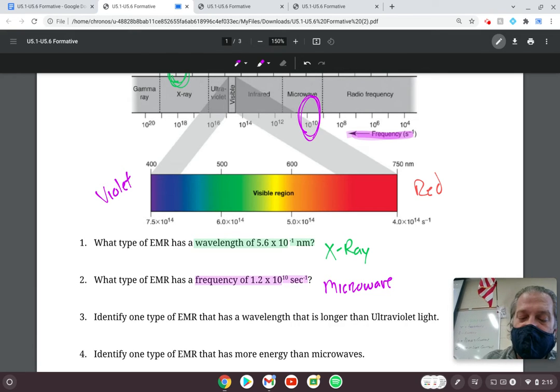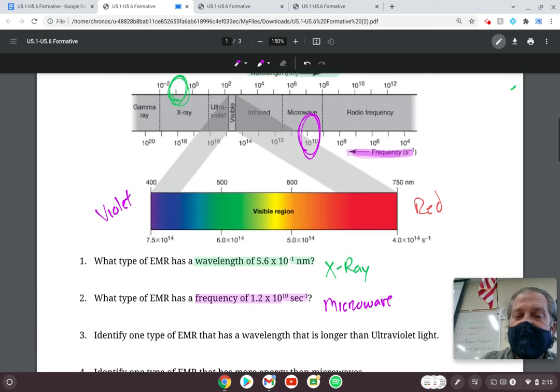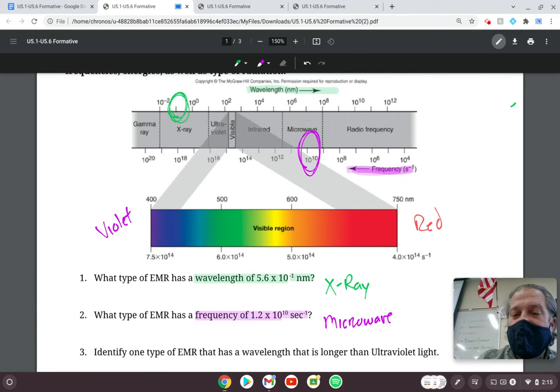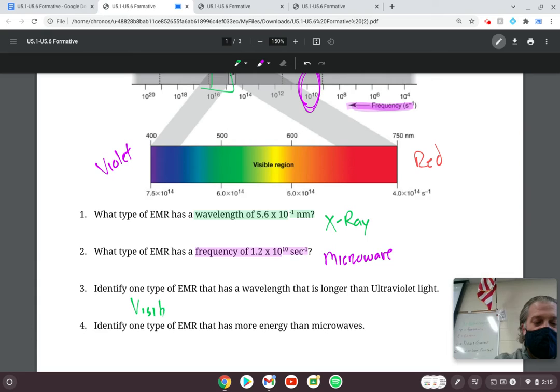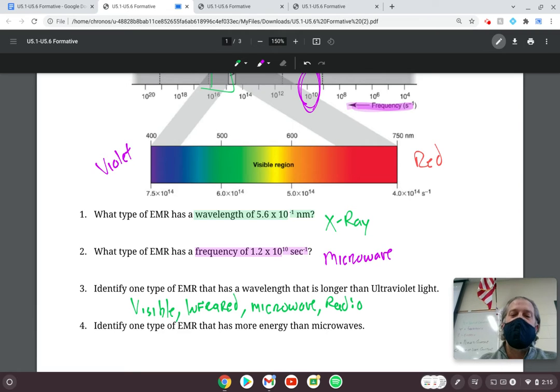And then it says, identify one type of wavelength that is longer than ultraviolet light. So looking back at my wavelengths, up on top, ultraviolet light is right here. And as you go to the right, every single one of those different types of electromagnetic radiation is going to have longer wavelength than ultraviolet. So the most complete answer is it could be visible, it could be infrared, it could be microwave, or it could be radio wave. Any of those is correct. You only had to put one of them.